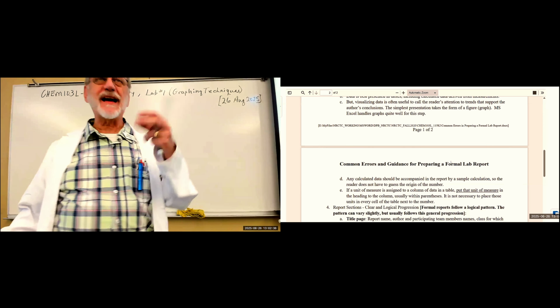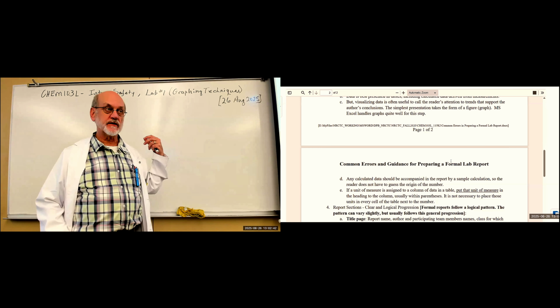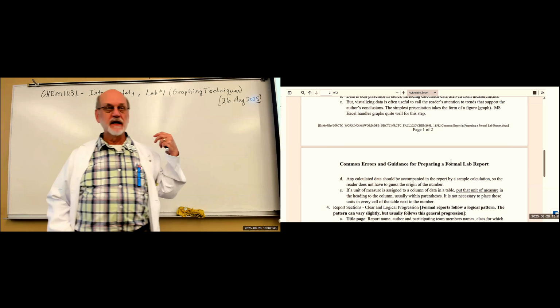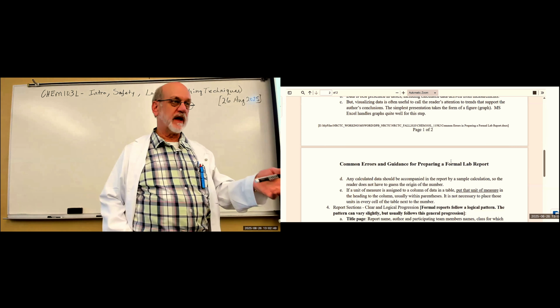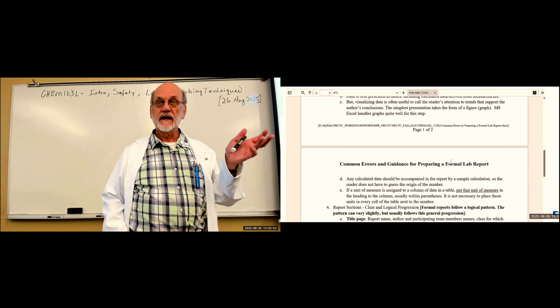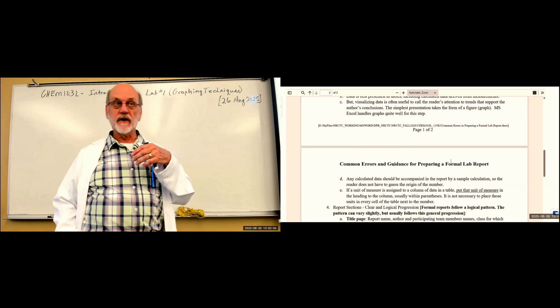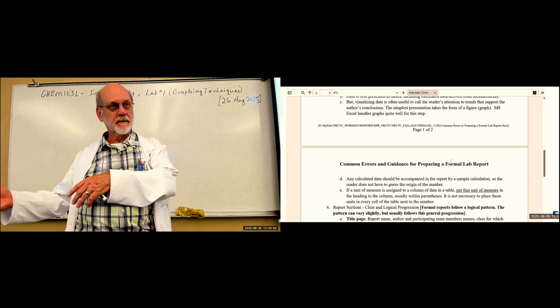But that's where you put the exact value. Say we have a balance that measures to 4 decimal places in grams. If the procedure says weigh 10.5 grams of sodium bicarbonate, and you go to weigh it and you come up with a value that's got 4 decimal places in it, you put that in the data.